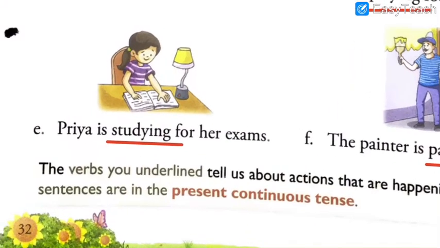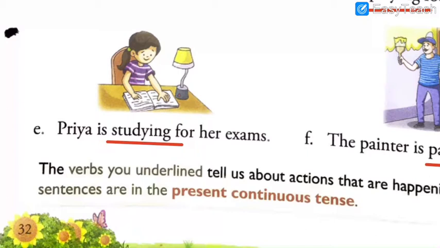Here you can see Priya is studying for her exams. So what is the verb? Studying. And before that is there. So without using is, this sentence might be incomplete. Priya studying for her exams? No, this doesn't sound good. Nor is it called a complete sentence.